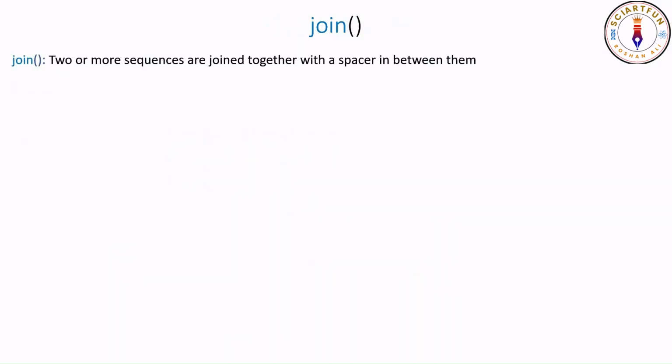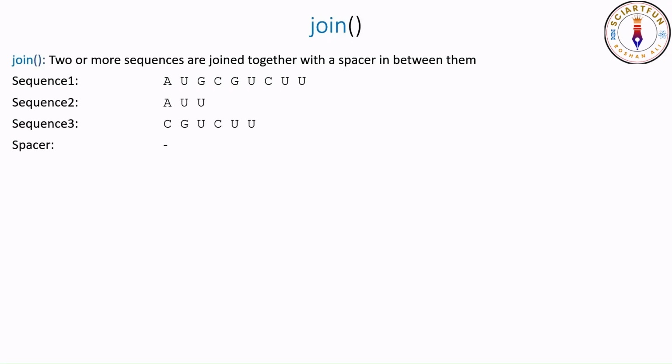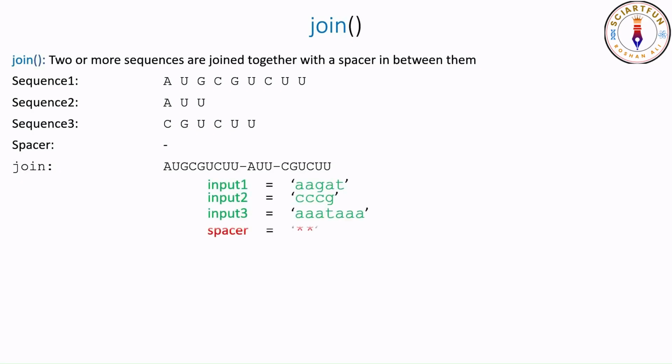The join method joins two or more sequences with a spacer in between them. If these are three sequences, and this one is the spacer, then they will be joined like this. Let's suppose three input sequences. Suppose we want to join them using a double asterisk as a spacer between them.